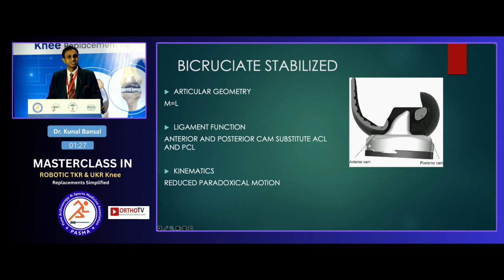So the bicruciate stabilized knees. The articular geometry is identical, the medial and lateral are equal. The anterior and posterior cam substitute the ACL and PCL. In kinematics, it shows a reduced paradoxical motion.